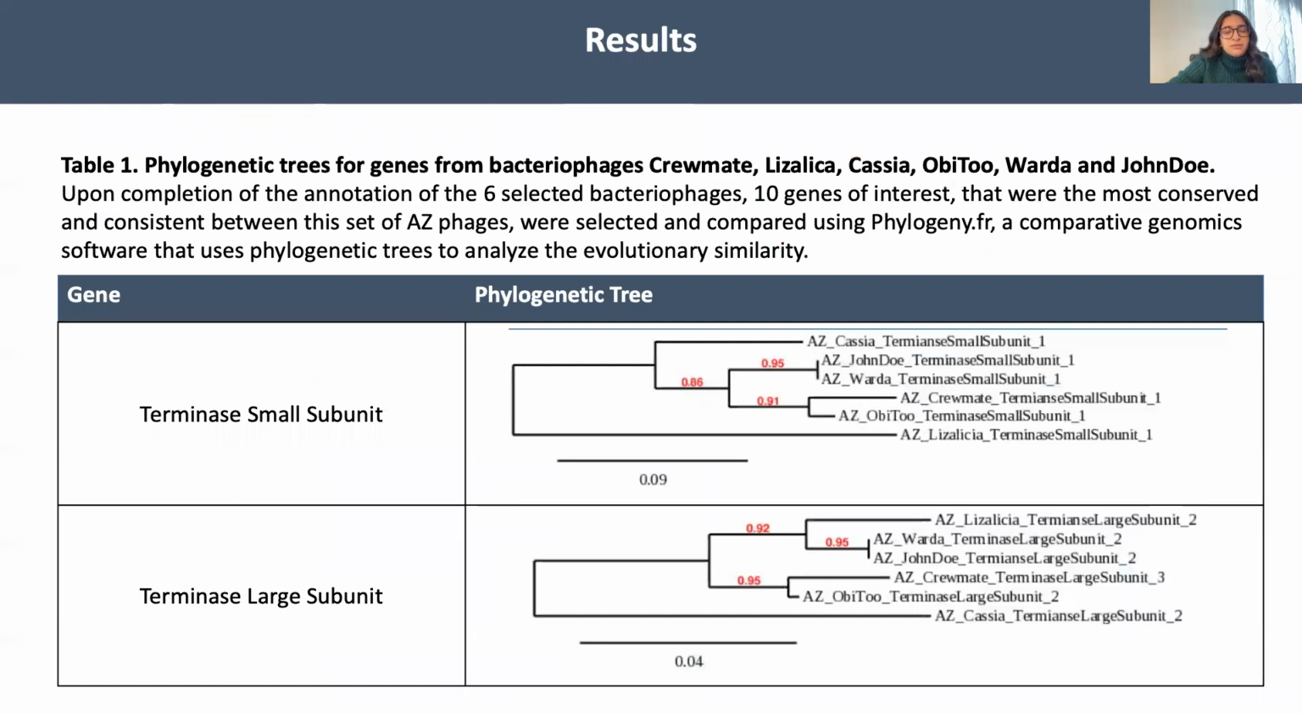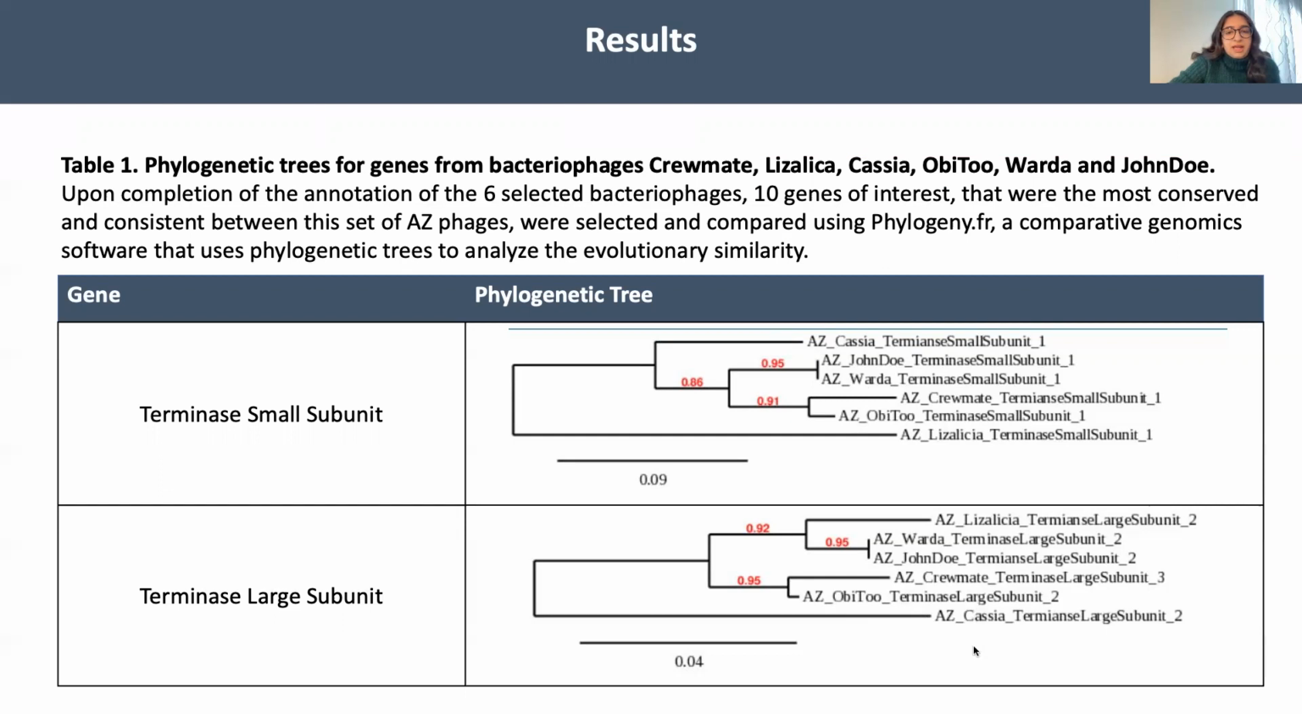So these are the results obtained from phylogeny.fr. As you can see, for each gene of interest that was selected, a phylogenetic tree was generated, and we can see all 6 phages present. Each branching event is essentially the introduction of a new evolutionary difference between the phages. For example, for the terminase small subunit protein, right away we see that Lizalica branches off from the rest. We then have further branching, and we see that JohnDoe and Warda are on the same branch. This branching pattern and these differences indicate that the terminase small subunit protein in Lizalica is likely much different than the remaining 5 phages, but for JohnDoe and Warda, this protein seems to be quite similar.